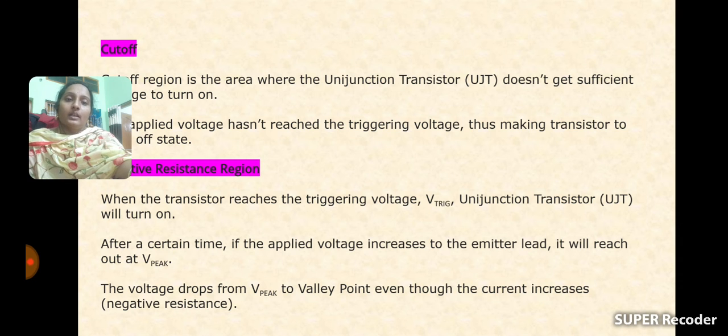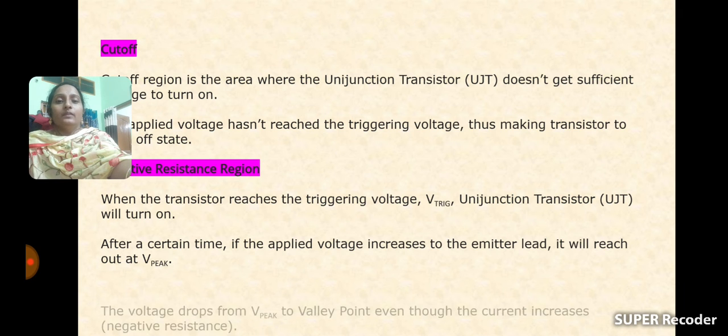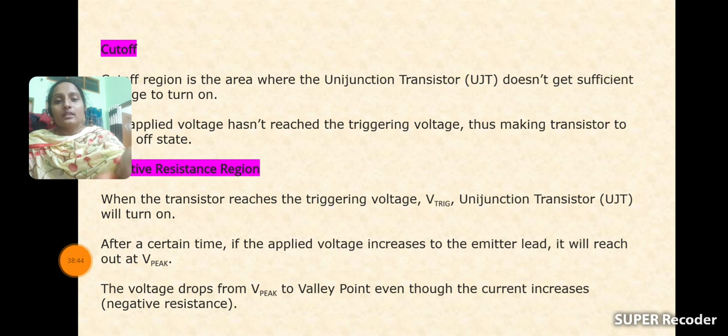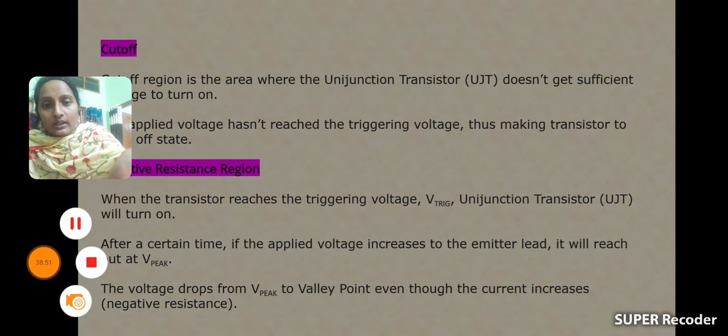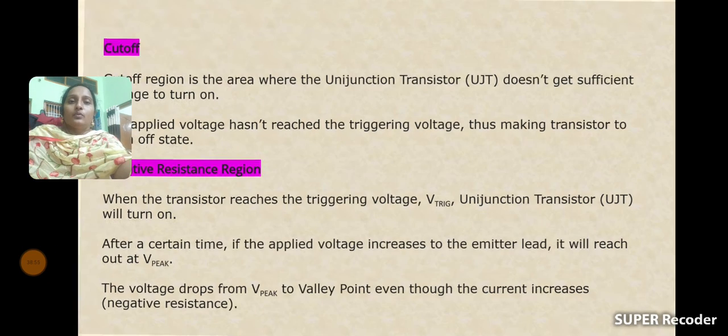After a certain time, if the applied voltage to the emitter lead is increased, it reaches a V peak. The voltage drop from the V peak to the valley point, even as the current increases, is called the negative resistance region. What is it called? Negative resistance region. And one more region is there, called the saturation region.